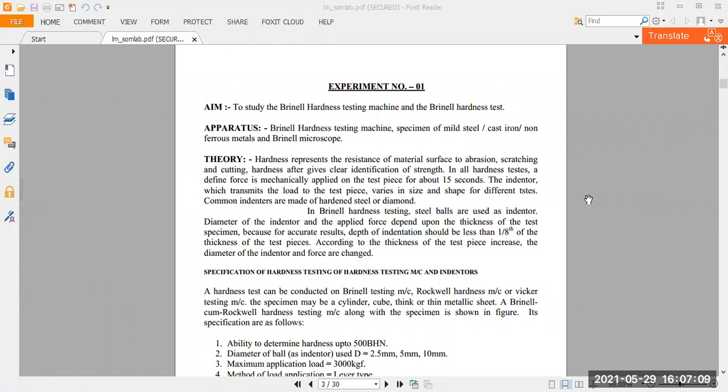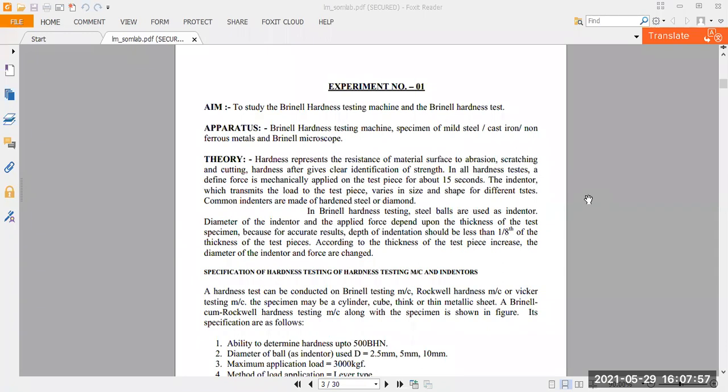The indenter transmits the load to the test piece, and it varies in size and shape for different tests, as per our own requirement. Most common indenters are made of hardened steel or diamond, which is the hardest material existing. In Brinell hardness testing machines, steel balls are used as the indenter.